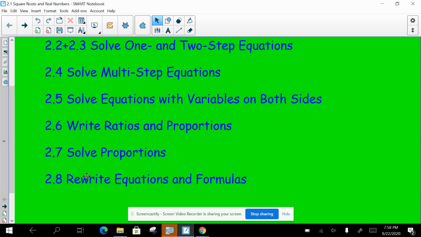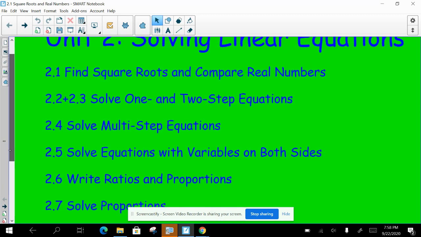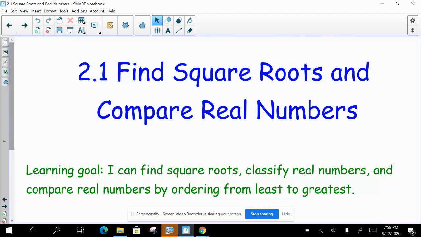And then we're going to learn how to rewrite equations and formulas to solve for a specific variable in the formula or equation. So, on to today's lesson, finding square roots and comparing real numbers. Your learning goal is to find square roots, classify real numbers, and compare real numbers by ordering them from least to greatest.